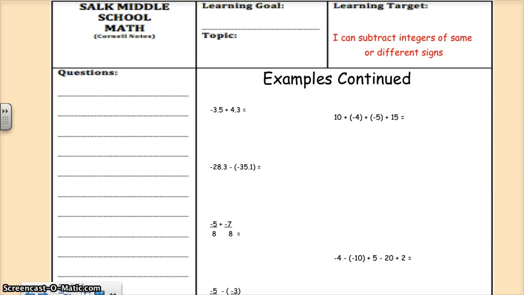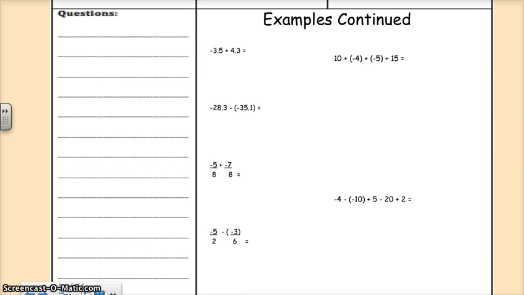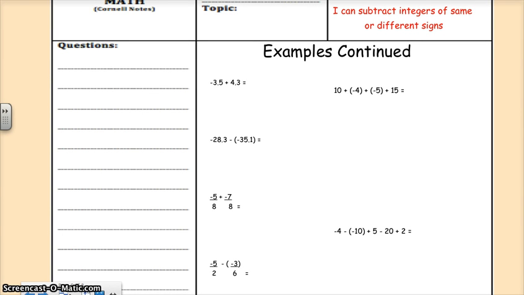Okay, more examples. This first example, these are all just extended examples. We have negative 3.5 and 4.3. They're opposite signs, so I'm going to go 4.3, take away 3.5, and I get 0.8, and positive is further away from 0, so it would just be a positive 0.8.